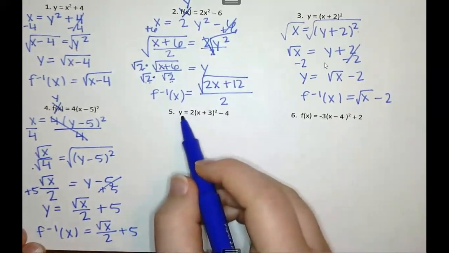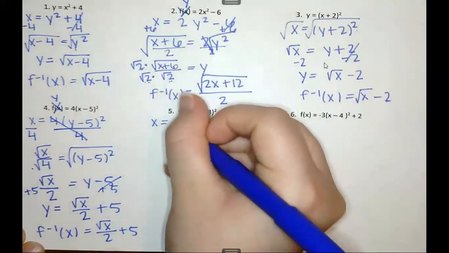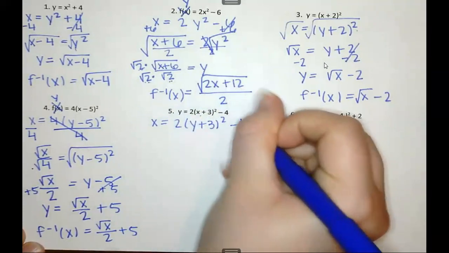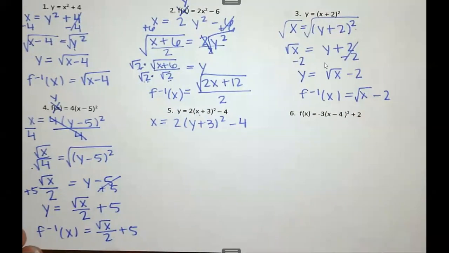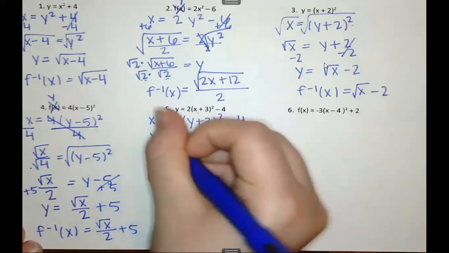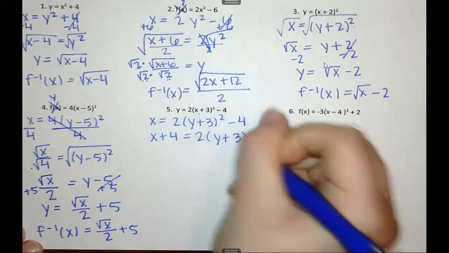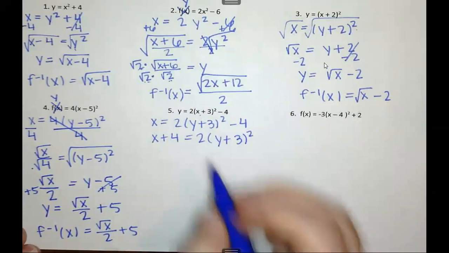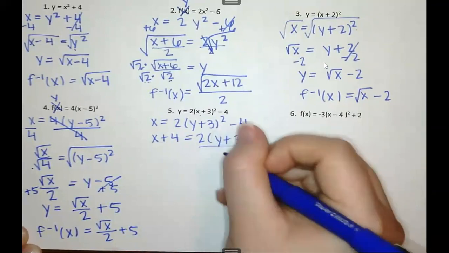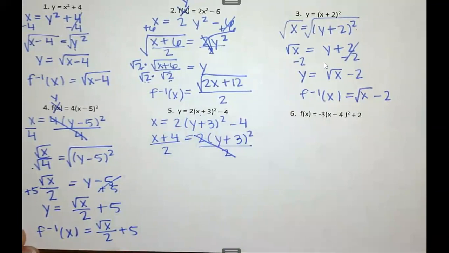All right, example number 5. So already is a y, we just need to switch x and y. So I'll have x equals 2 parentheses y plus 3 squared minus 4. And now we solve for y. So I'm going to add 4 first. So if I add 4 to move it over here, I now have x plus 4 equals 2 parentheses y plus 3 squared. Now I need to get rid of the 2 by dividing. I'm going to divide both sides by 2, which will make those cancel out.